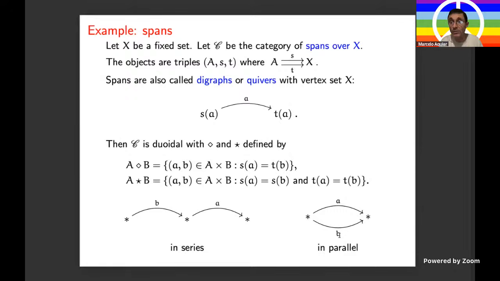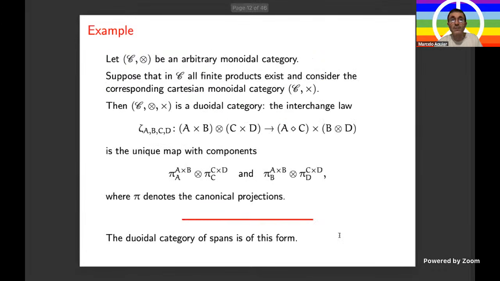There is an interchange law, again, defined naturally as an inclusion. Of course, this construction can be carried out more generally in the category of spans over an object in any category with pullbacks and a terminal object. But for us, this example will suffice. In fact, it won't be essential.